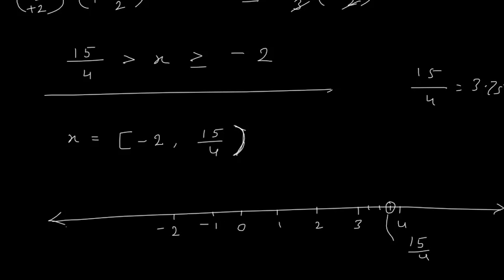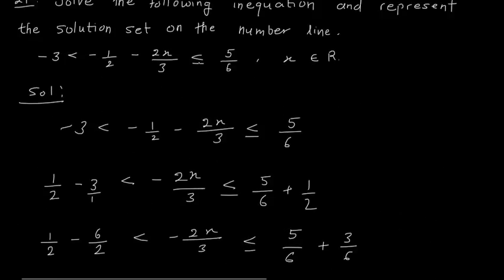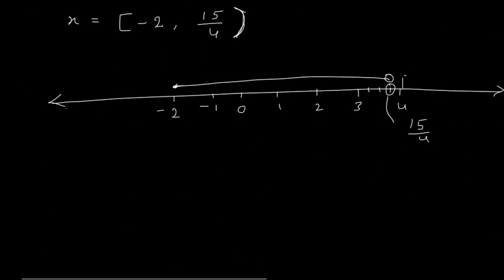Now you have to include minus 2, but you have to exclude this 15 by 4. So you will start from here, use this completely filled line, then draw like this, and here you draw a circle but hollow circle, that means it is not filled, and this is your solution on the number line. So this is our question number 21.